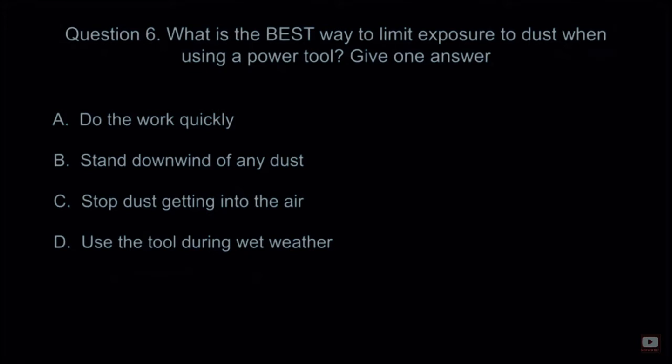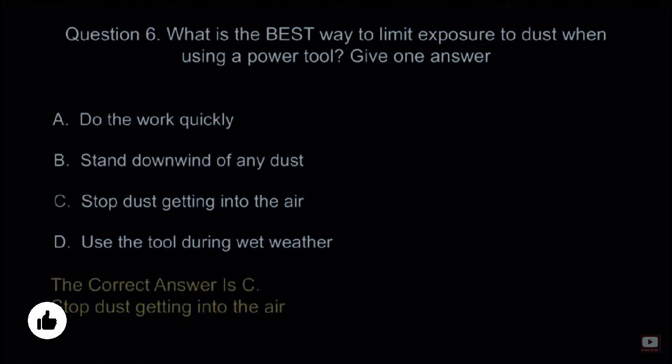Question 6. What is the best way to limit exposure to dust when using a power tool? Give one answer. A. Do the work quickly. B. Stand downwind of any dust. C. Stop dust getting into the air. D. Use the tool during wet weather. The correct answer is C. Stop dust getting into the air.